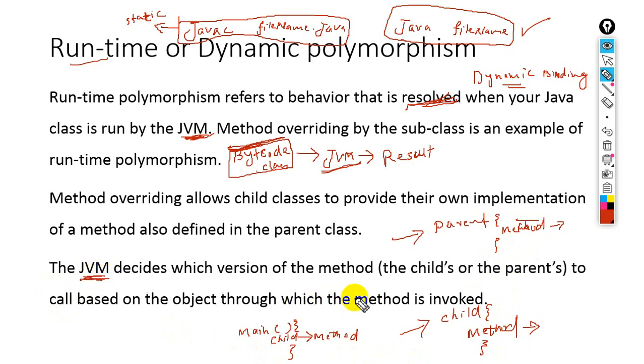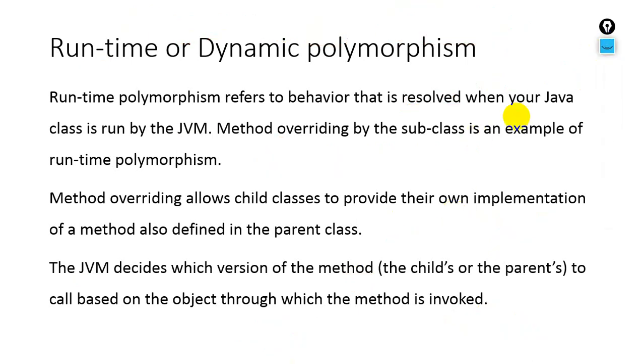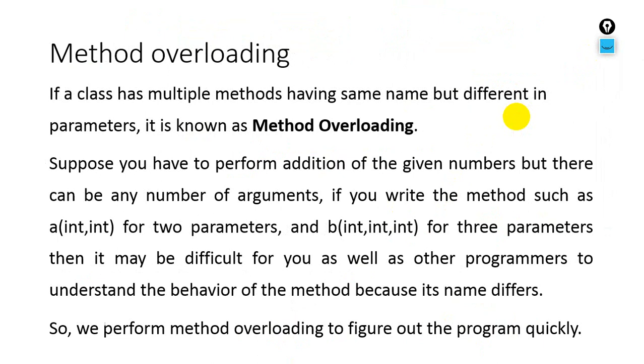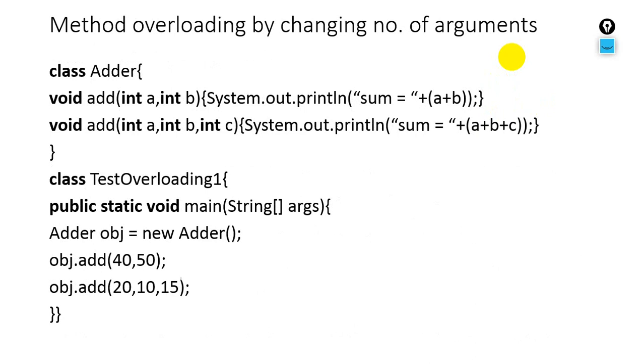So now this was all about dynamic polymorphism. Okay, so next what we have is method overloading. So now I will discuss the method overloading and then I will do practical work on it. Okay, so as I have told you, method overloading is an example of compile time polymorphism, sorry.